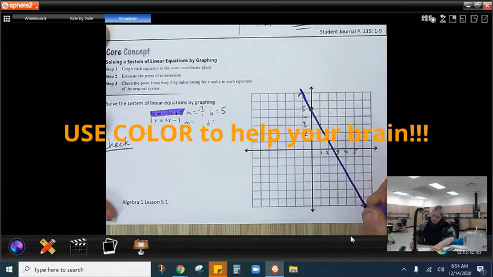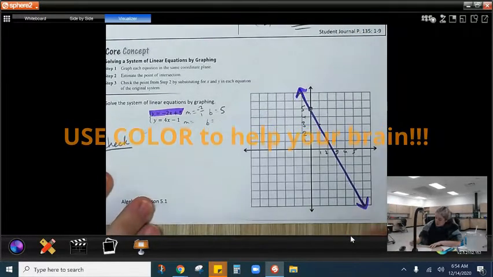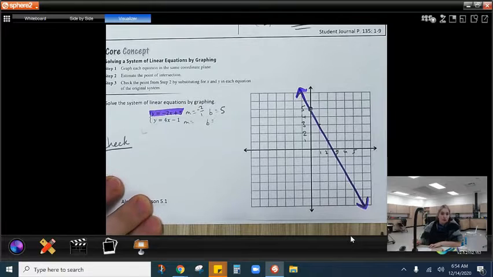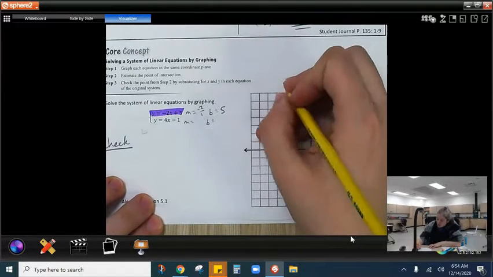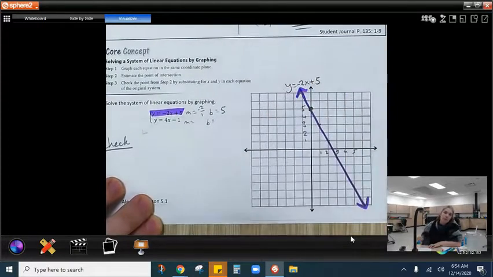I find color really helpful. It helps my brain. I'm also going to label this. Remember how back in chapter 3 I said, hey, when we start graphing multiple lines, it's really helpful to label them? So I'm going to label this guy as y equals negative 2x plus 5, because then I remember what the equation was. It's right there. It's easy for me to see.